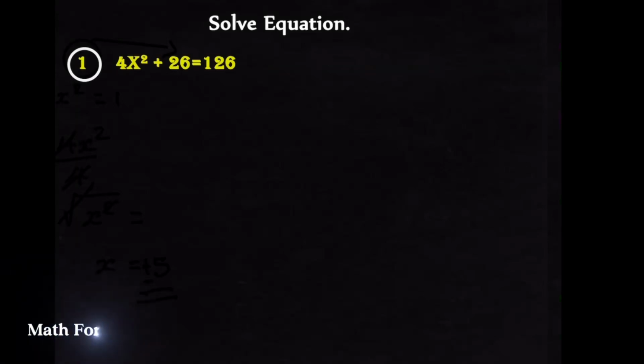Solve the equation. Question number 1. 4x squared plus 26 equals 126. The goal here is to get the value of x.